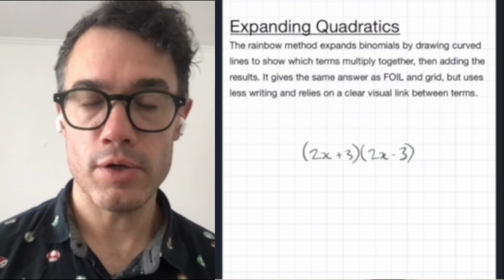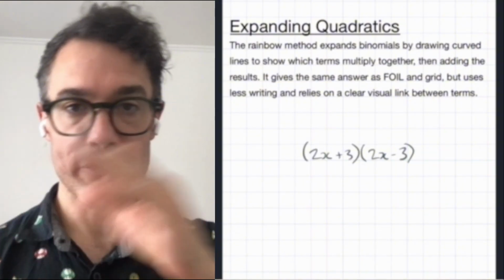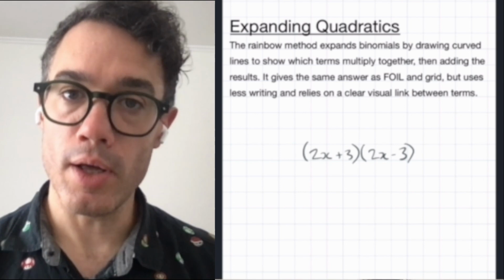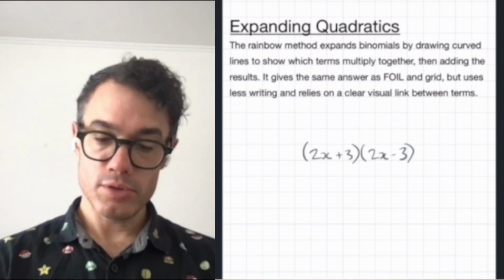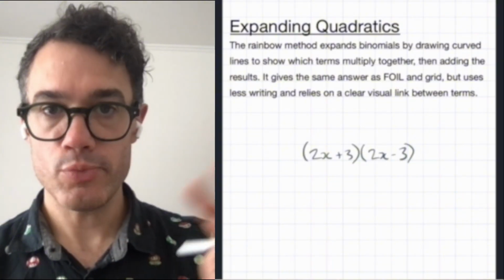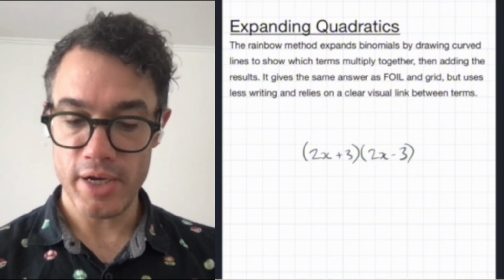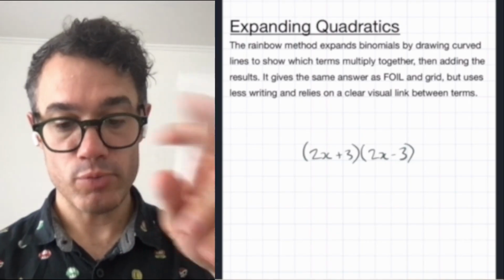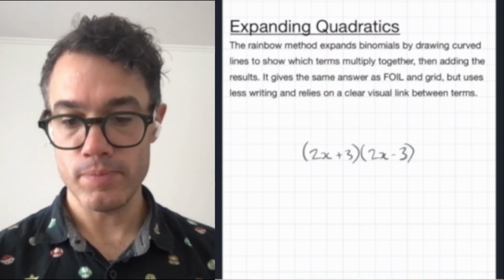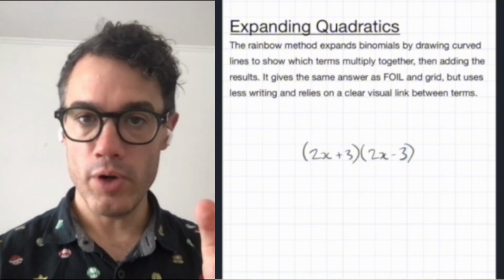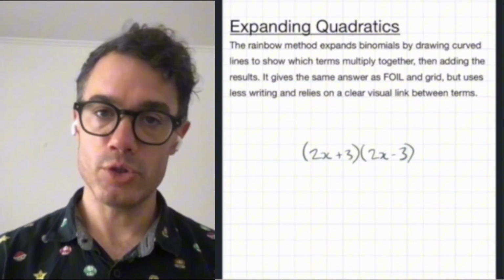We're still in expanding quadratics. This is the third video, and this is the third technique, the technique that I personally use, which I've lovingly called the rainbow method, but you can call it whatever you want. There's no formal name for this. The rainbow method expands binomials. Remember, those are the ones where we have two expressions, like the one here in this image, by drawing curved lines above those expressions to show which terms multiply together and then adding the results. It gives the same answer as the FOIL and the grid methods, but uses less writing and relies on a clear visual link between the terms.